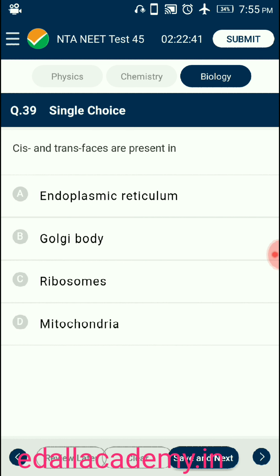Question number 39. Cis and trans phases are present in. Golgi body is the only organelle which shows polarity. Cisternae are disc-like, parallelly placed structures which get curved. Curvature results in formation of concave and convex faces. The convex face is known as cis or forming face, which always lies towards the nucleus, and the concave or trans or maturing face always lies towards the cell membrane. So the answer for this question is option B, Golgi body.